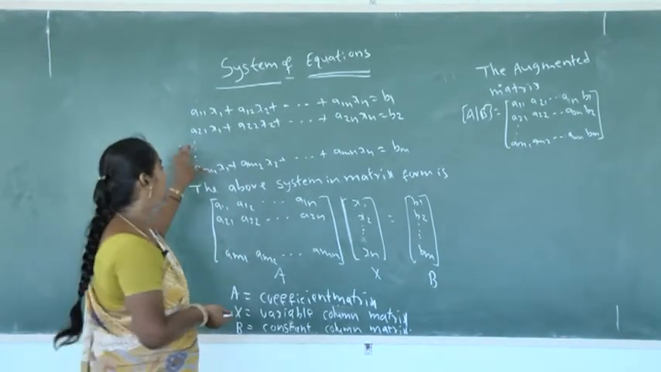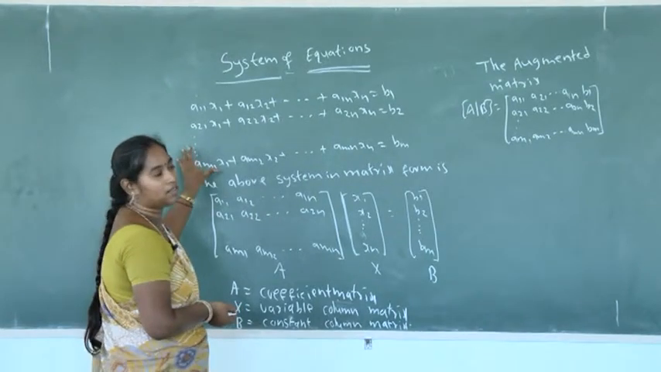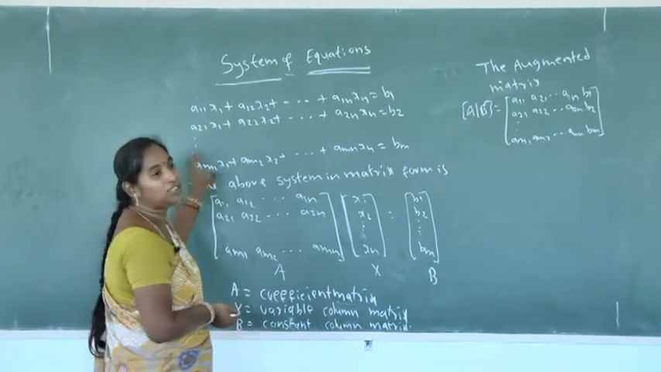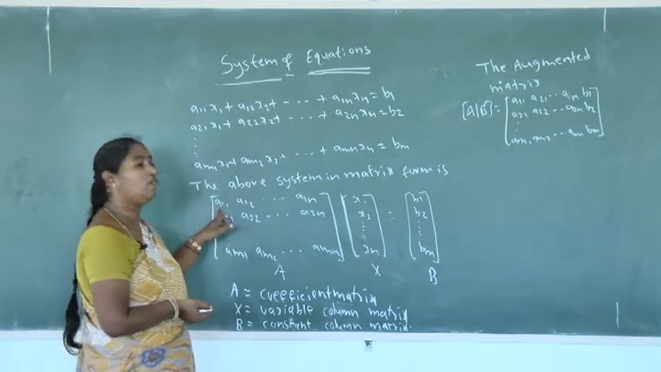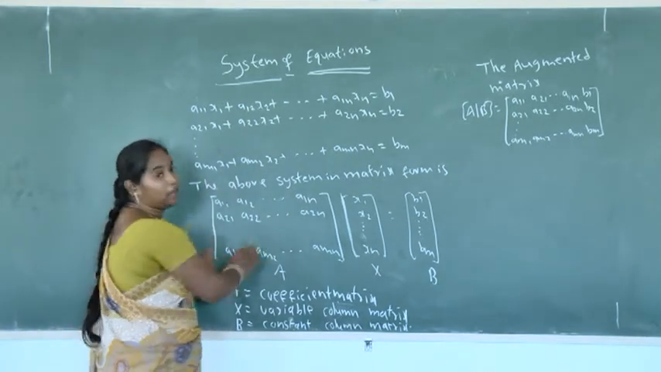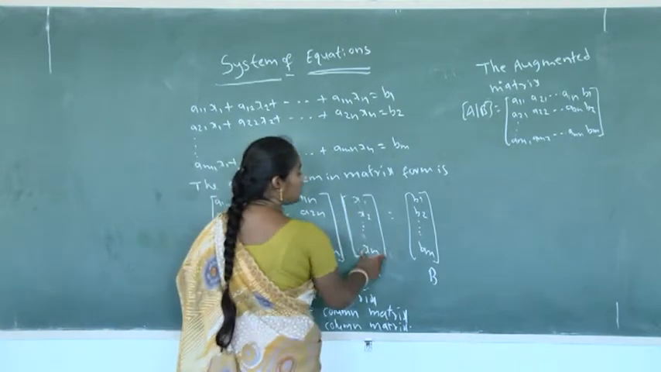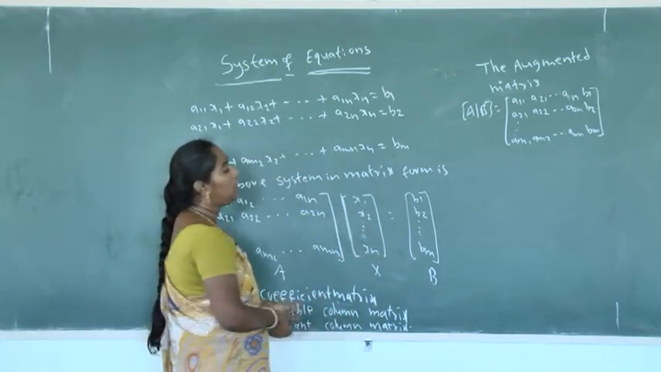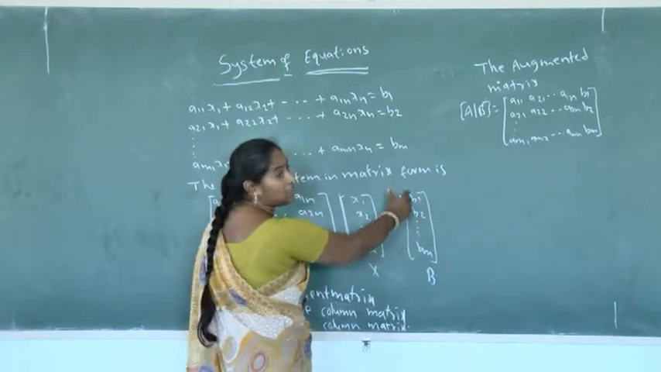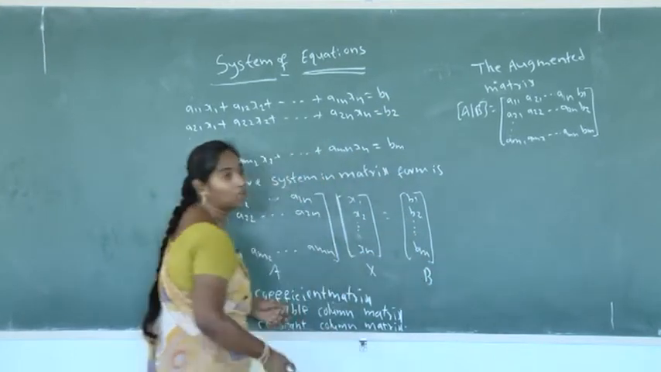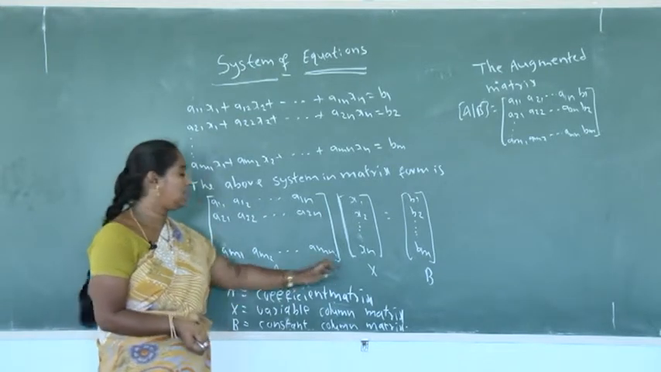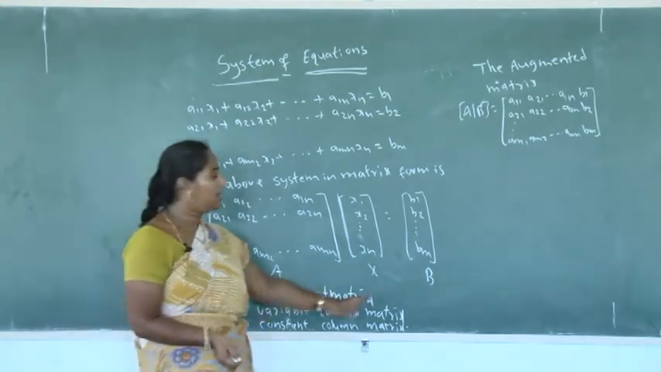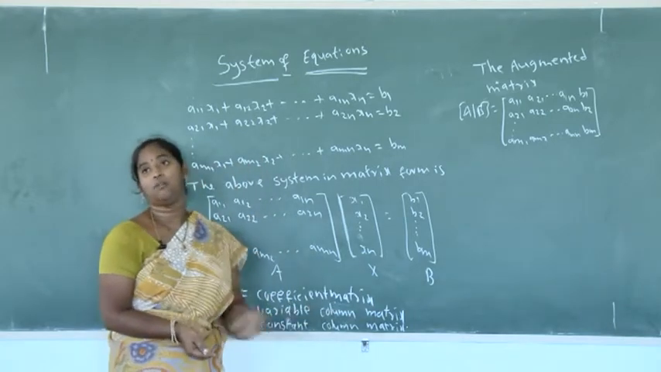Given this system, the above system in matrix form is represented as this one. The coefficients A11 and so on are written in one matrix, the variables x1, x2 and so on up to xn are written in the second matrix, and the constants on the right hand side are represented in another matrix, which is known as B. So here A is called the coefficient matrix, X is the variable column matrix, and B is the constant column matrix.